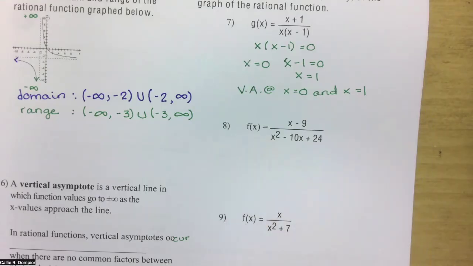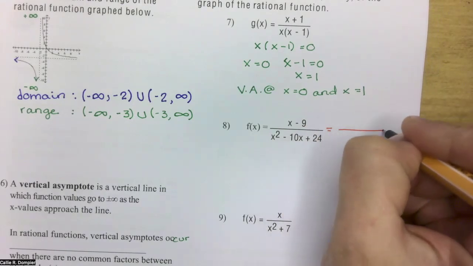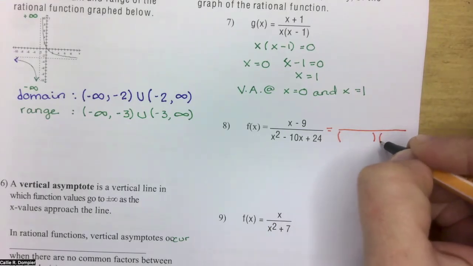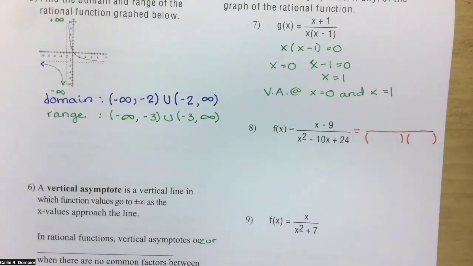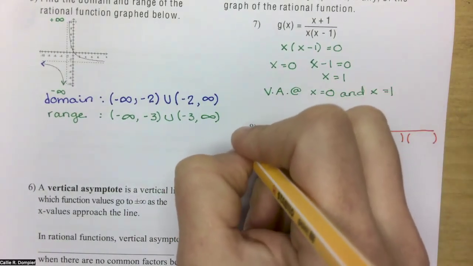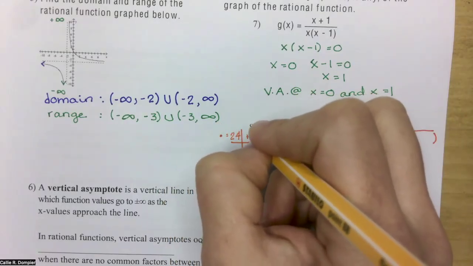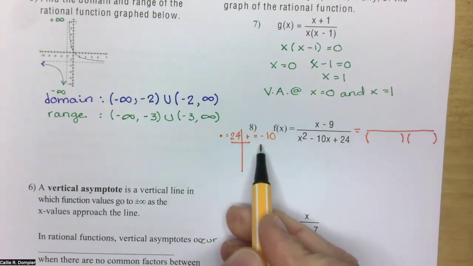Same thing for 8. f(x) equals (x minus 9) divided by (x squared minus 10x plus 24). So again, your first step is to factor both the numerator and the denominator. The numerator is already in factored form, but the denominator, x squared minus 10x plus 24, we might be able to factor that, right? What do we need? If we go all the way back to our factoring days, we would need two numbers that multiply to equal 24 and add to equal negative 10. Multiply to equal C, add to equal B.